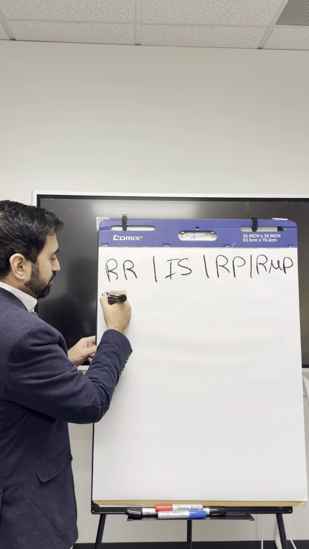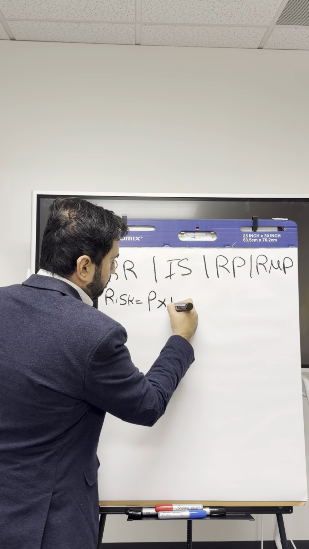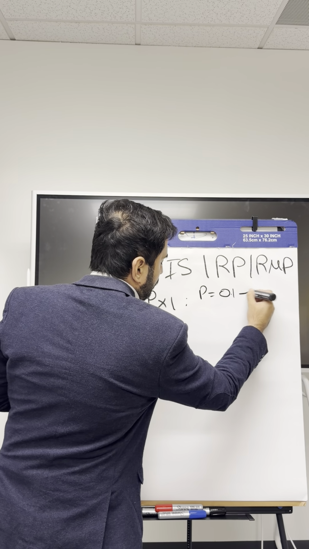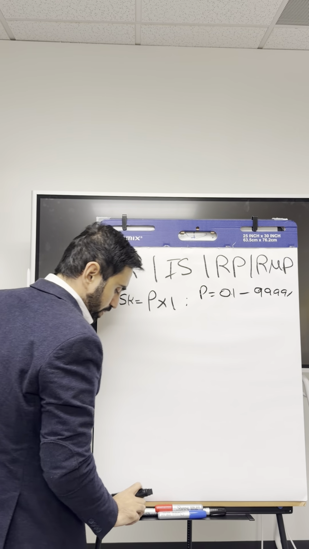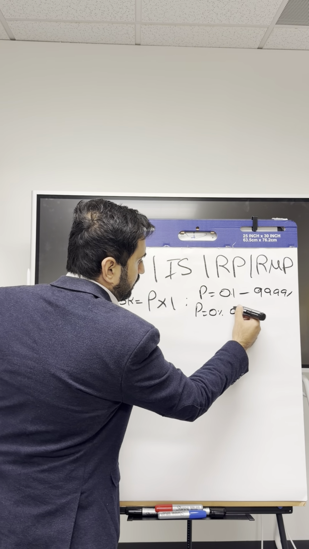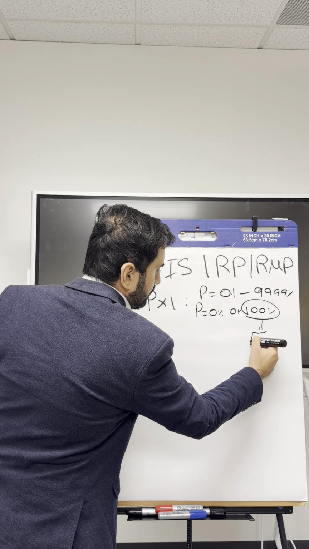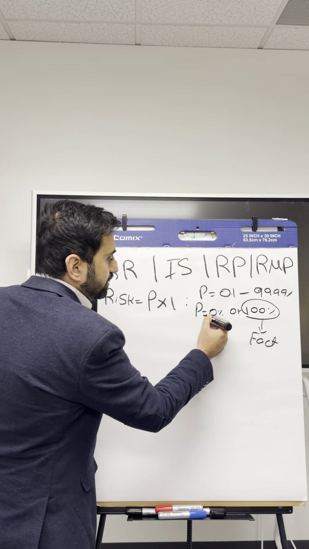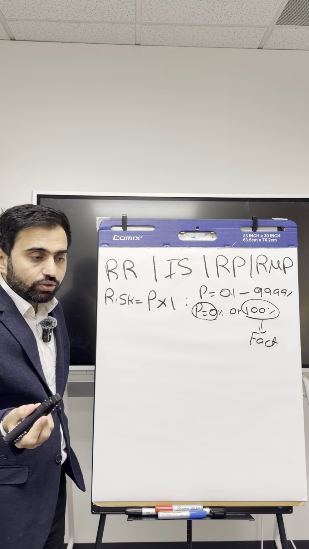Let's talk about the first most important thing: what is a risk actually? Risk is probability times impact. What are the chances something can happen? Probability can be from 0.1 to, you can say, 99.99999%. If it is a 100% probability, it's a fact, it's not a risk. If there's a 0% probability, again it's not a risk at all. Again, it's a fact, you can say.